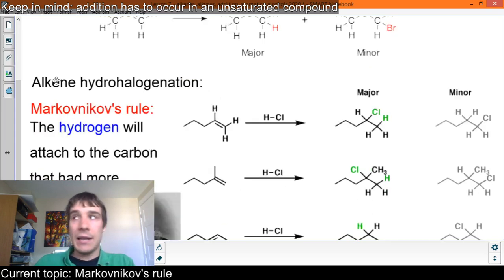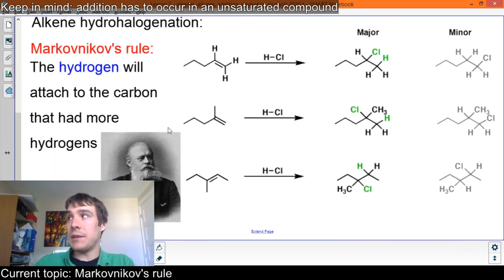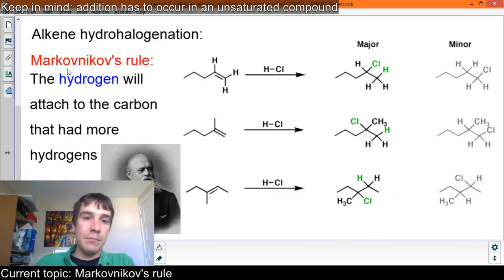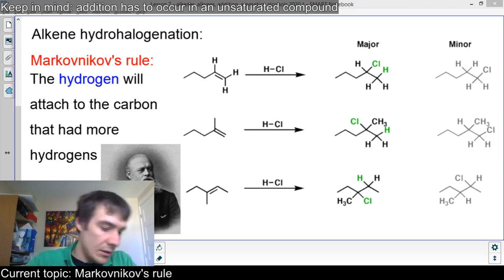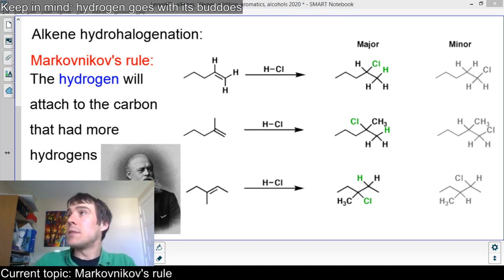Here's what Markovnikov's rule actually says. And there's a picture of Markovnikov there. His rule basically says that the hydrogen will attach to the carbon that had more hydrogens to start. Right? So the way I like to say it is that hydrogen goes with its buddies. Hydrogen goes with its buddies. There we go. Hydrogen goes with its buddies.